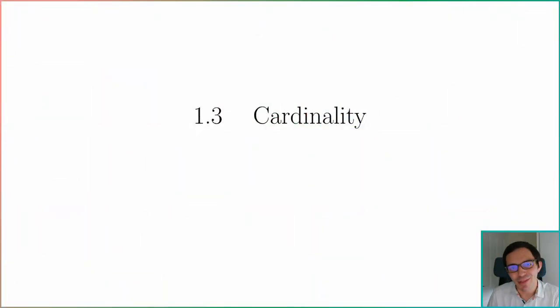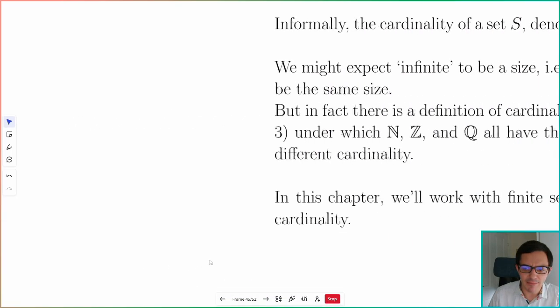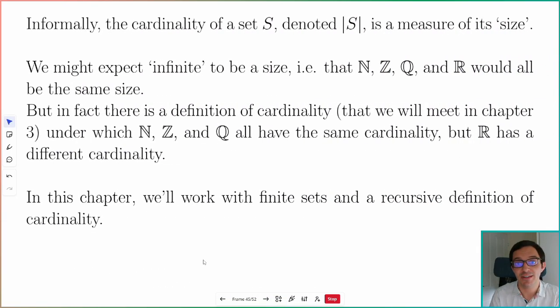This is section 1.3. It's a video about cardinality, which informally means the size of a set S. Now, you might expect that infinite might count as a size, so that those infinite sets that we met a few sections ago would all count as the same size. But in fact, it's more interesting than that.